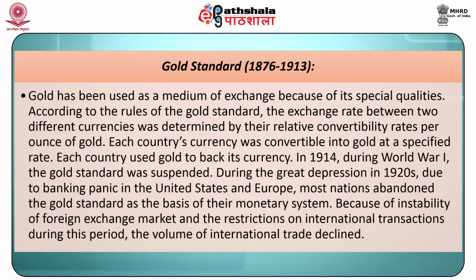The first one is the gold standard, which ranges from 1876 to 1930. Gold has been used as a medium of exchange because of its special qualities. According to the rules of the gold standard, the exchange between two different currencies was determined by the relative convertibility rates per ounce of gold. Each country's currency was convertible into gold at a specified rate. Each country used gold to back its currency.